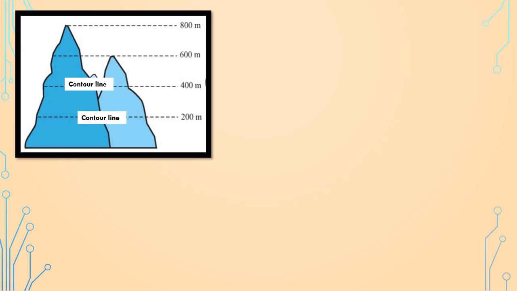The gap between any two contour lines is called a contour interval. Each gap or interval is of 200 meter difference. Take any two consecutive contour lines and subtract. That is, 400 minus 200 is 200 meter, or 800 minus 600 is 200 meter. So the contour interval is 200 meter.